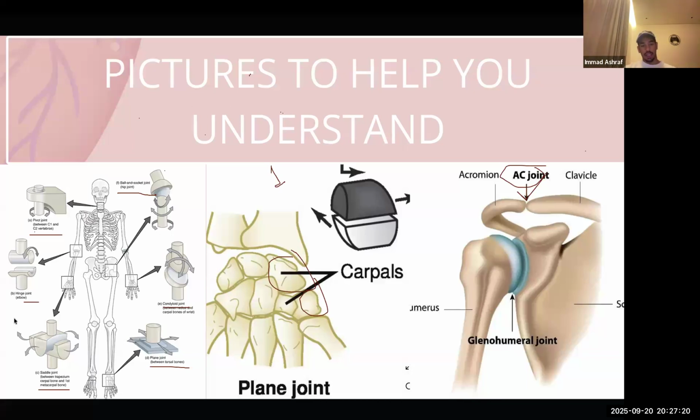Plane. Yes, it's a plane joint. So this AC joint is not the shoulder joint. It's the joint between the acromion and the clavicle. You don't need to know the bones now, but just remember that the AC joint is a plane joint. There's only slipping between them, no real movement. That's why they're plane joints. So let's move to the next one.